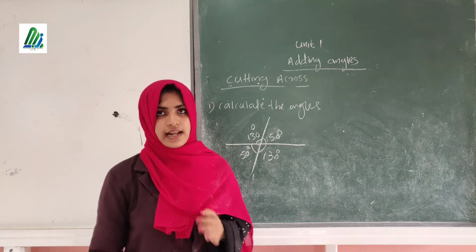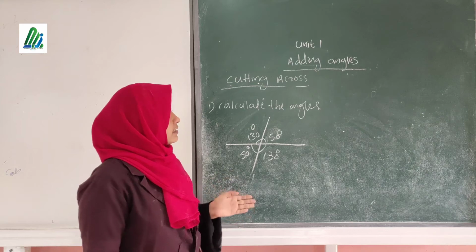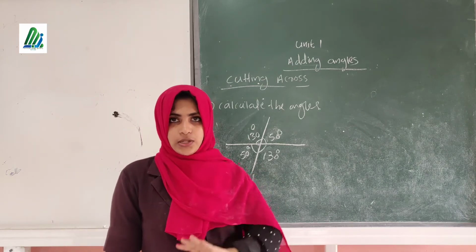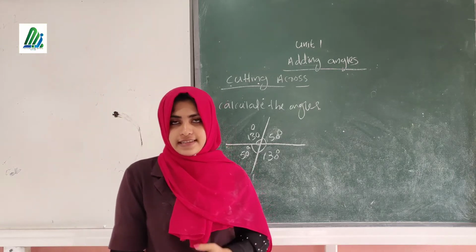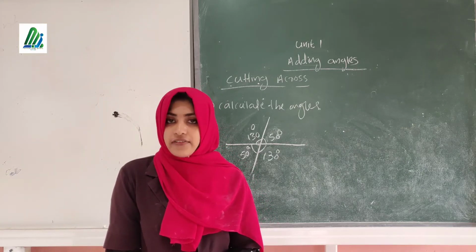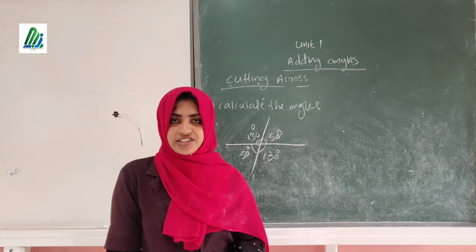Okay. So this is the last section we discussed in this chapter today, and this chapter, adding angles, is over. This is the simplest and very easiest chapter. If you have any doubt, you can ask. Today's section is over. Thank you.